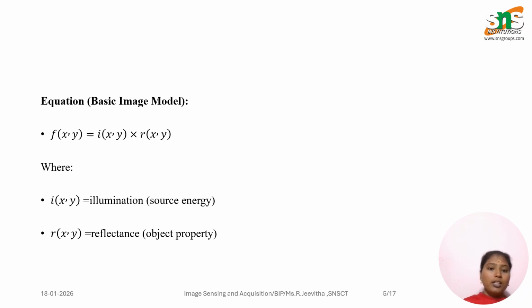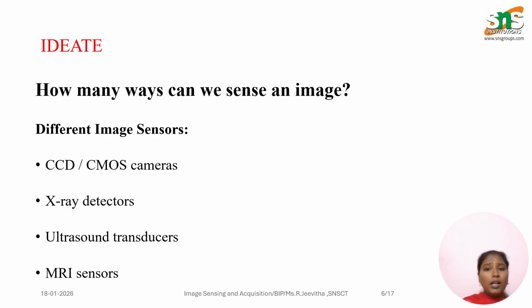Depending on the application, image acquisition can be done using different sensor arrangements. In the next slides, we will see how different sensing methods are used in real systems, especially in biomedical imaging. There are many ways to sense the image. We can use a single sensor with scanning, sensor arrays like cameras, and multi-spectral sensing. Different technologies are used, such as CCD and CMOS cameras, X-ray detectors, ultrasound transducers and MRI sensors. Each method is selected based on the resolution, speed and application requirements.